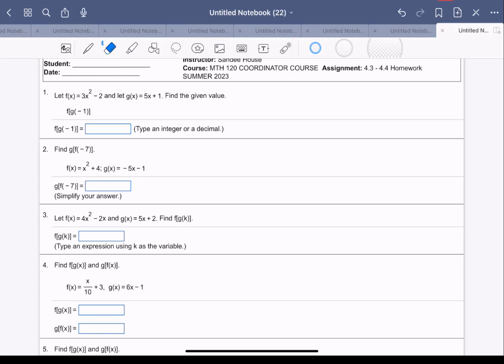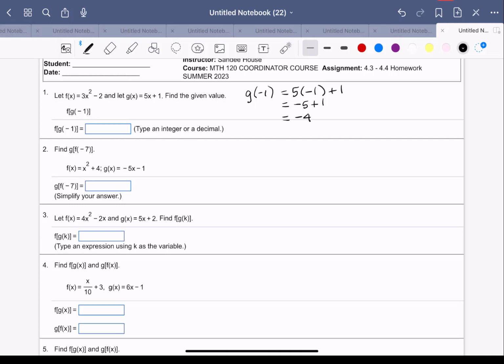Example number 1. Let f of x equal 3x squared minus 2, and let g of x equal 5x plus 1. Find the given value: f of g of negative 1. So we always start with the innermost function. So this says we need to do g of negative 1. That would be 5 times negative 1 plus 1, which is negative 5 plus 1, which is negative 4.